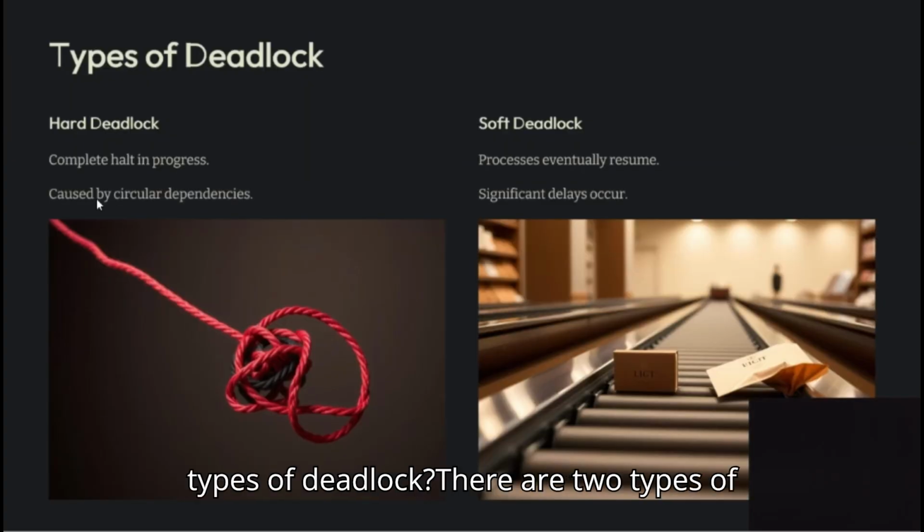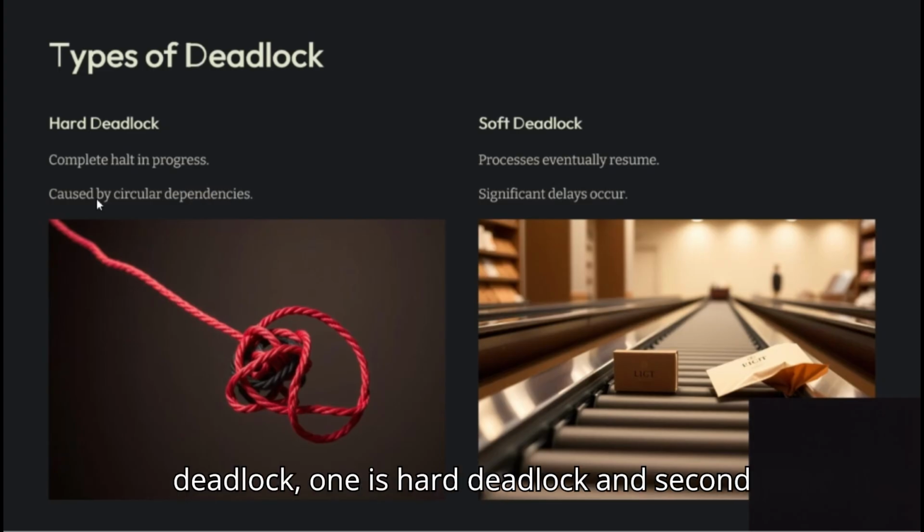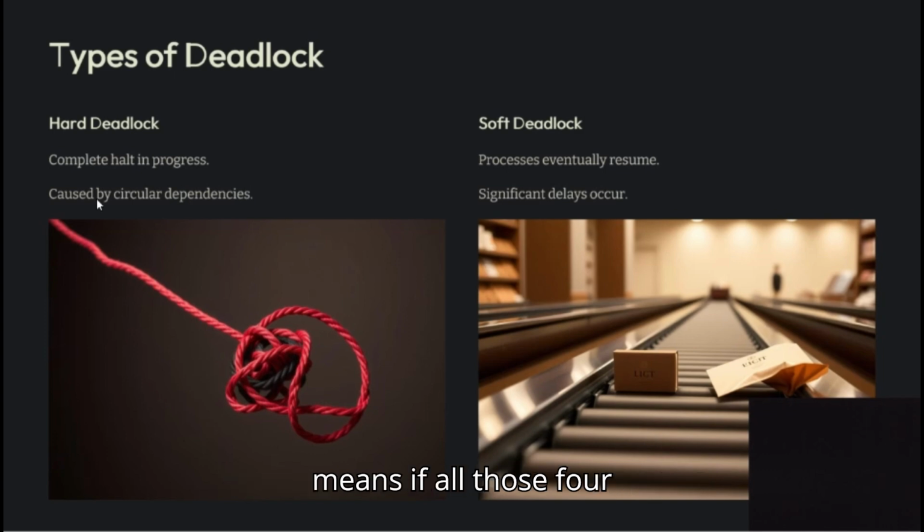Now, what are the types of deadlock? There are two types of deadlock: one is hard deadlock and the second is soft deadlock. Hard deadlock means all four conditions are there and there is a complete halt. However much we try, we are not going to get out of that situation. A process will have indefinite waiting time, and it will be a deadlock.